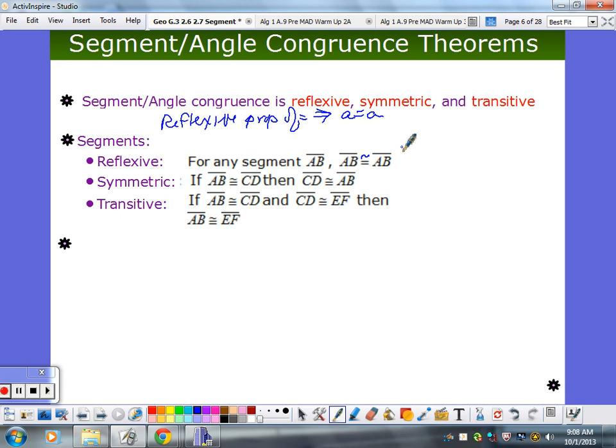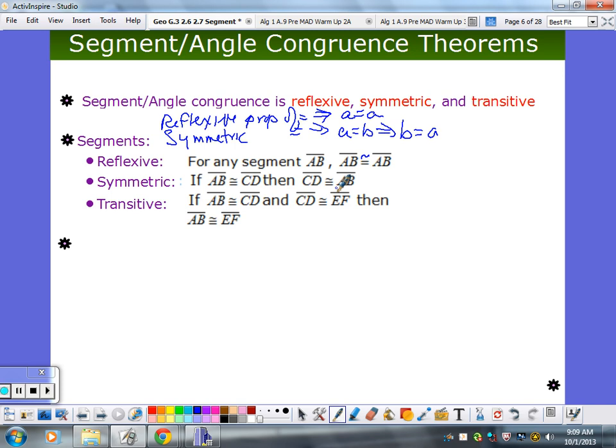So I have two different segments, or I could. So AB is congruent to AB. Obvious, maybe. Symmetric property: when we looked at symmetric for equality, that was if A equals B, then B equals A. Now we're working with congruence. If AB is congruent to CD, you can turn it around: CD is congruent to AB.